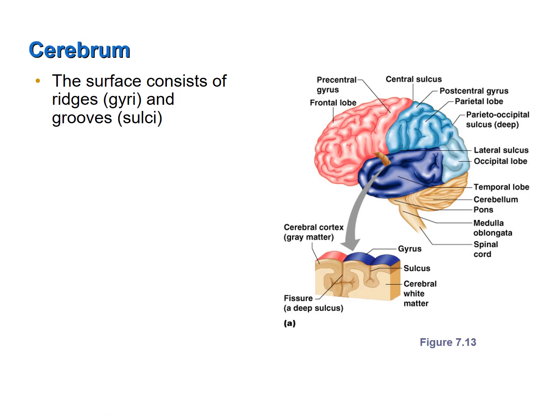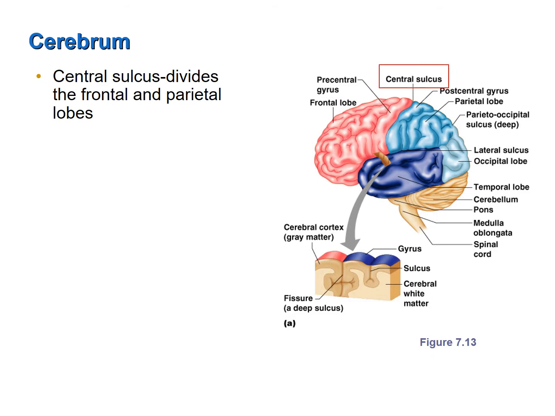To increase surface area, the surface of the cerebrum is thrown into folds called gyri, or gyrus singular, and grooves called sulci, or sulcus singular. A very important sulcus that you will use as a landmark as you study the functional anatomy of the brain is the central sulcus. The central sulcus is located centrally on the cerebrum, looking front to back, and you will learn that it separates the frontal lobe from the parietal lobes.